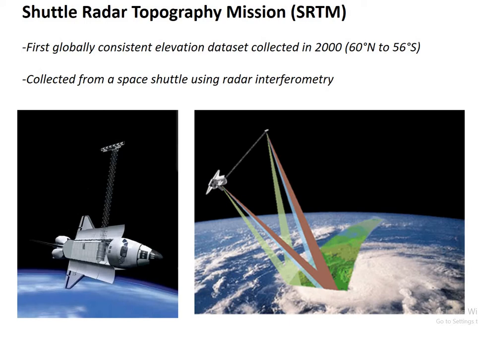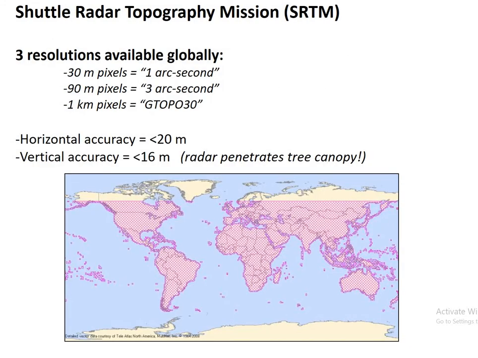But then this mission happened and actually collected a unified, consistent elevation data set for the whole world. The way it did so, it was collected from a space shuttle that orbited Earth for about 2 weeks. It had 2 radar antennas, one in the cargo bay and one hanging out on a 200-foot long antenna. Using these 2 radar antennas, it was able to do what's called synthetic aperture radar and generate pretty high resolution and accurate elevation information for Earth's surface.